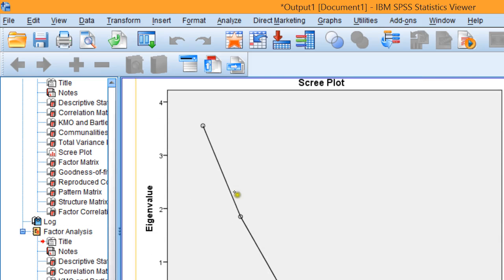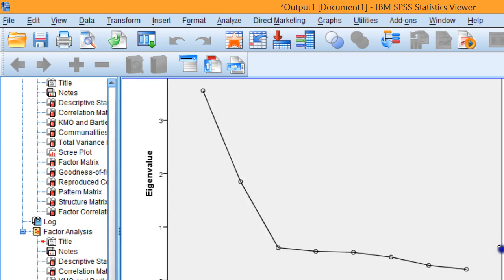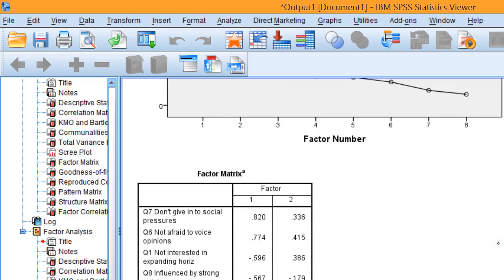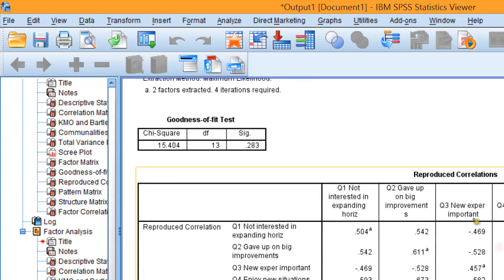The scree plot is just those eigenvalues plotted. So the scree test is basically you reject any factors below the elbow. You can see there's a clear elbow. So these factors would be rejected, and you retain these factors. So ignore the factor matrix output and go down to the pattern matrix.